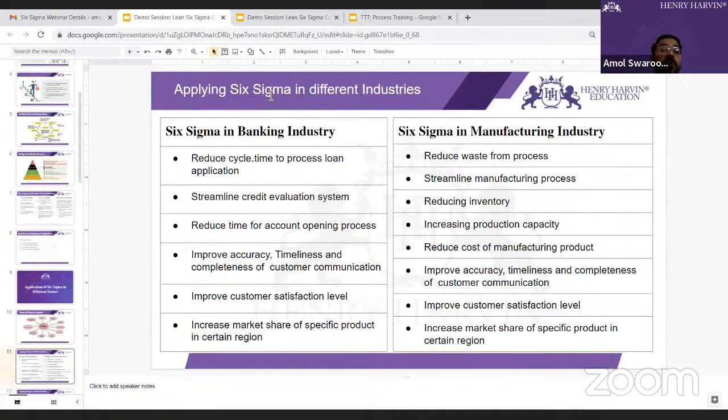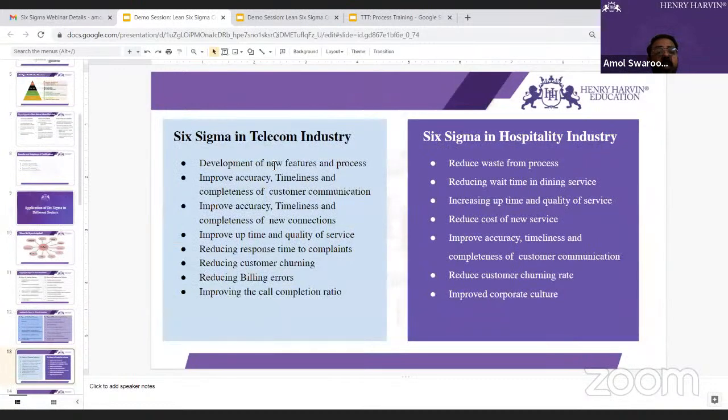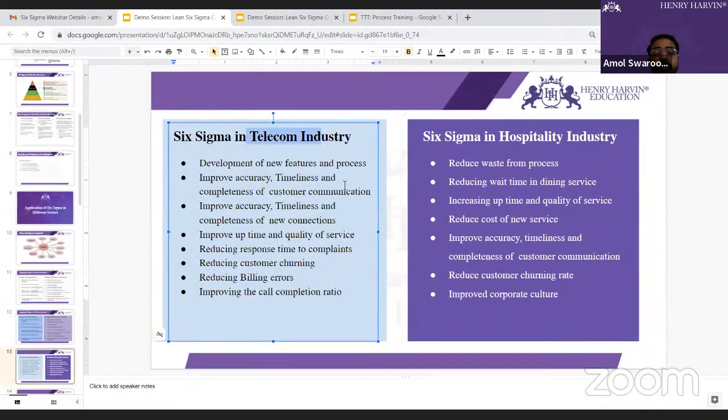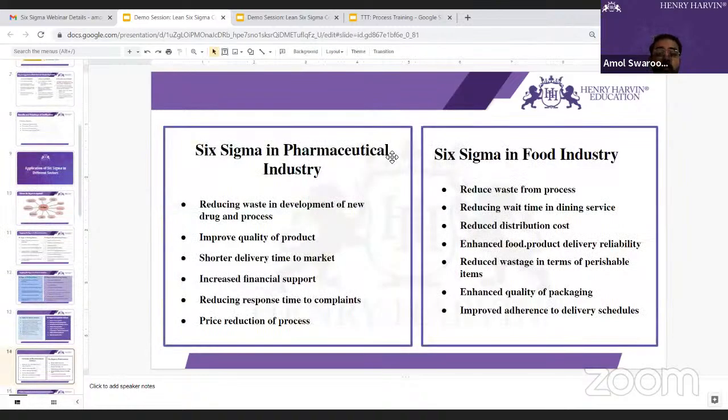Banking industry, applying Six Sigma in different industries. When you apply it in banking, it helps reduce the cycle time to process loan applications, streamline the credit evaluation system, reduce time for account opening, and improve accuracy, customer satisfaction level, and market share. The same goes for the manufacturing industry. It helps remove waste, reduce inventory, and reduce the number of defects the company is producing. So many things we can learn from Six Sigma. It can be applied in telecom, hospitality, pharmaceutical, manufacturing, and aviation. Any industry working in these domains must implement this too. Very important.